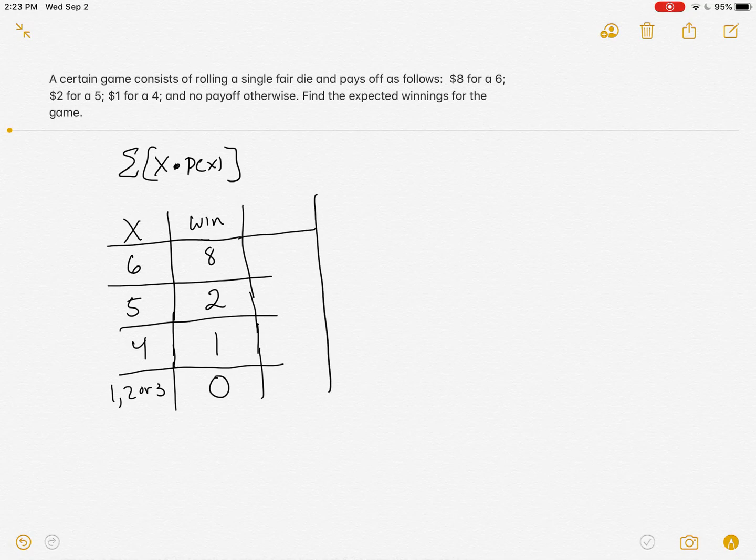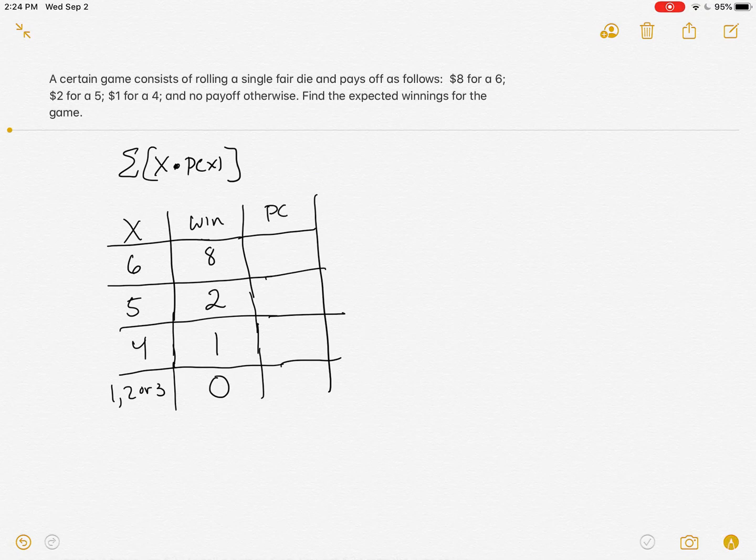And it's these winnings that we want to use as our x's. Now I know I called these x's because they were our outcomes, but they want the expected winnings, not the expected value on the dice. What they want out of this is the winnings that are there. And so that's an $8 winning, a $2 winning, and a $1 winning, or a 0.